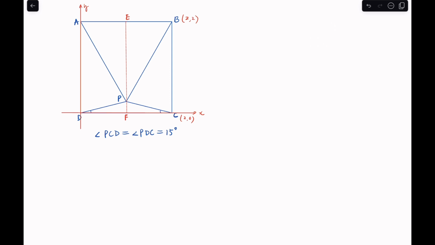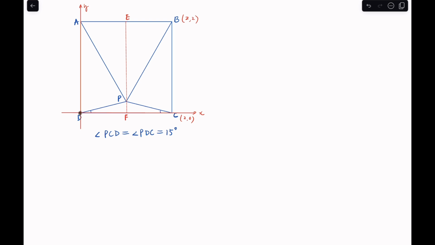We need to place a coordinate system onto the geometry diagram here. So what do we do here? We choose point D of the square to be the origin. For the convenience of calculation, we're going to choose the side length to be 2 instead of 1. Alright, so with this coordinate, we can do some calculations.